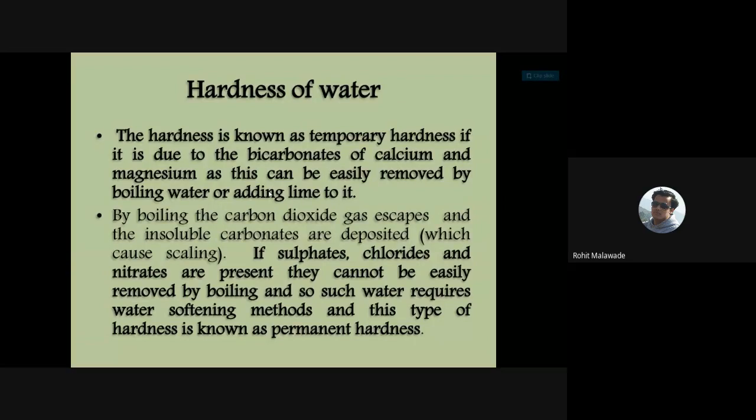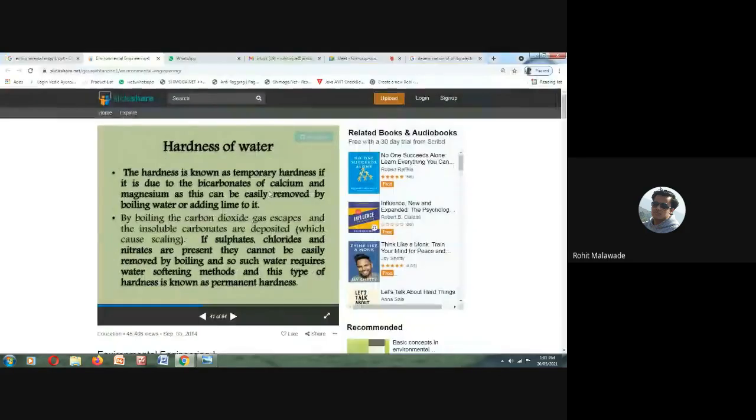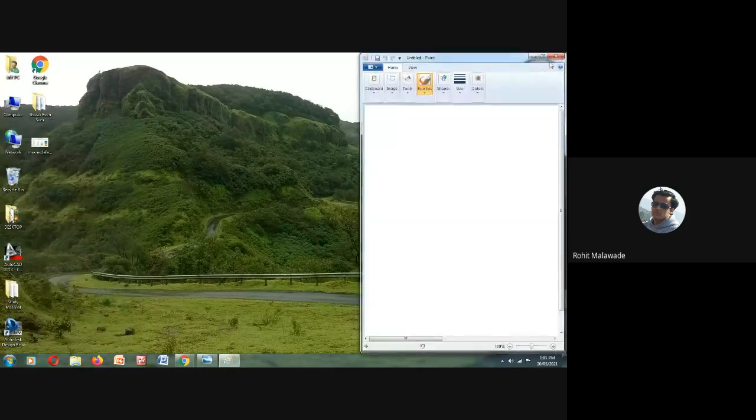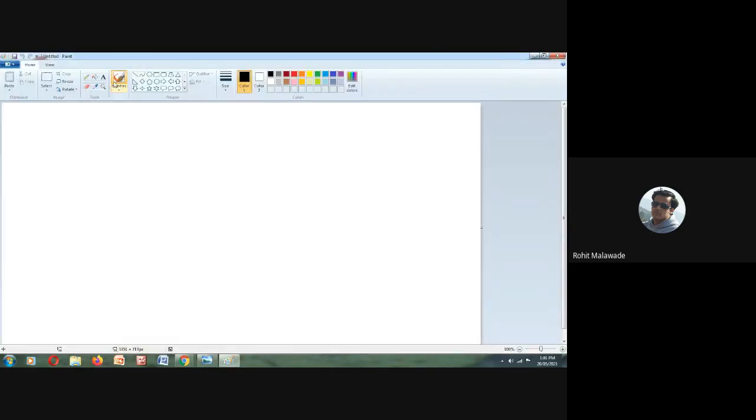Now, what is permanent hardness? If the water has calcium and magnesium associated with sulfate, nitrate, and chloride, we call it permanent hardness. This hardness can be removed by using zeolite, soda, and lime. Now I'll tell you what temporary hardness is.